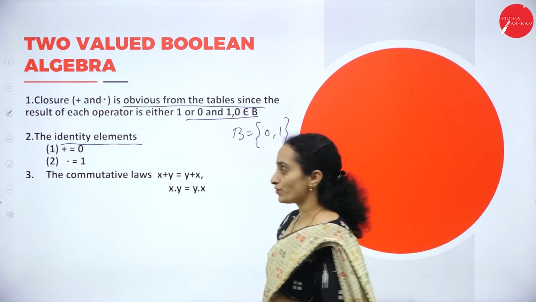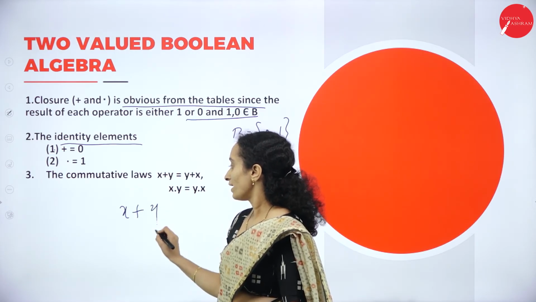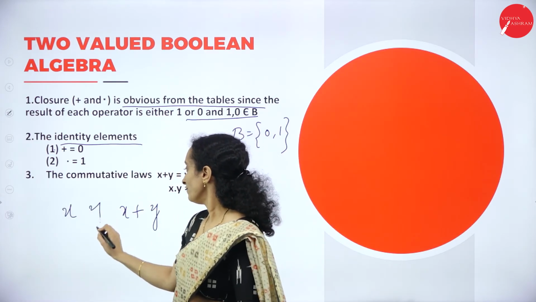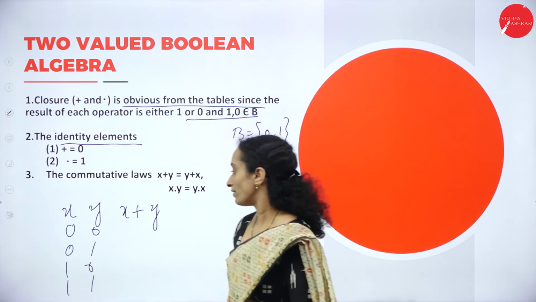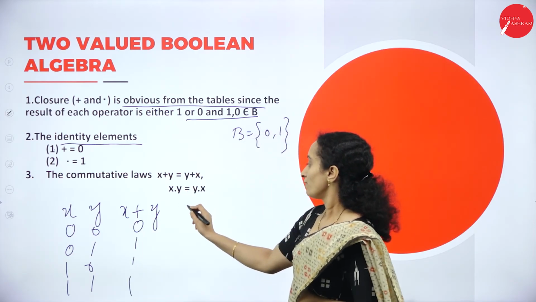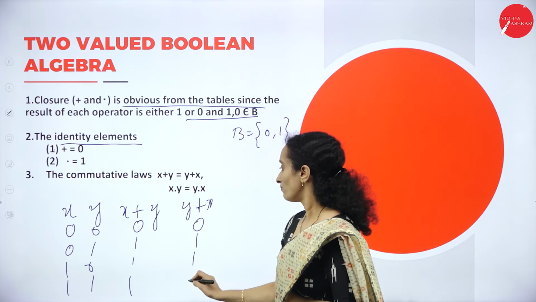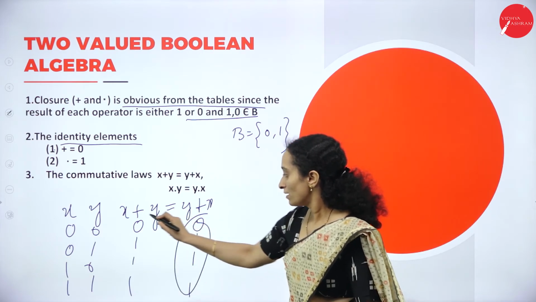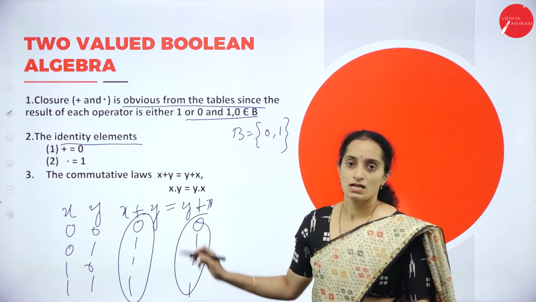So when you check whether the commutative law holds good, we shall apply the operation x plus y. The values of x, y are 0, 0; 0, 1; 1, 0; 1, 1. X plus y will give you 0, 1, 1, 1. If you go for y plus x, this will also give you 0, 1, 1, 1. That means x plus y is equal to y plus x, because the values in the truth table of both expressions are equal.